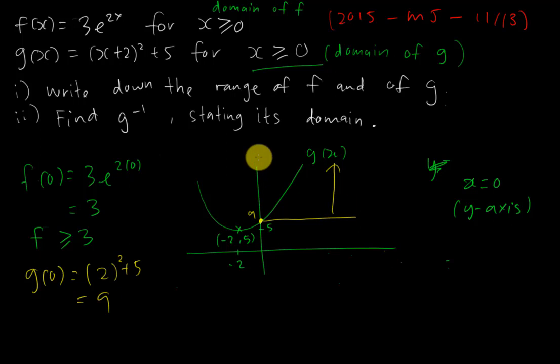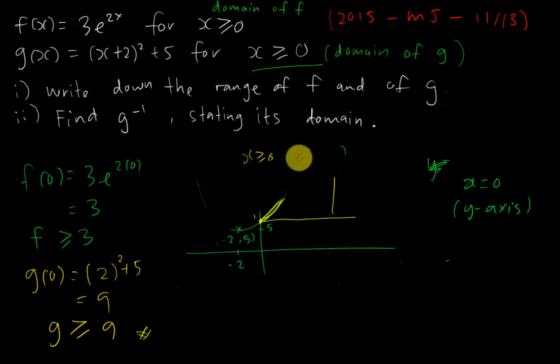Because x must be bigger or equals to 0. This line is x equals to 0, the y-axis, and bigger means going this way, right? So your curve is actually only this part. They only want this part. So I can say my g must be bigger or equals to 9. If the question doesn't give me this domain, then I will write my answer from just now, from the minimum here: g is bigger or equals to 5. But if the question does give a domain, you have to pay attention to it.